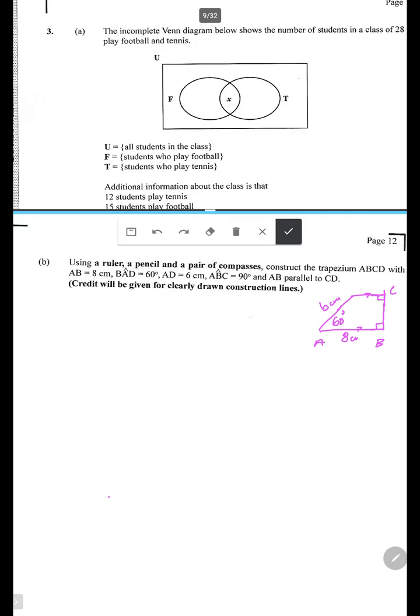Let's undo that. And then mark off the 8 centimeters on the line. So mark one end and you mark where 8 centimeters is, one small mark. So that is AB. And then now you want to construct the 60-degree angle over A. You want to construct 90 degrees over B.